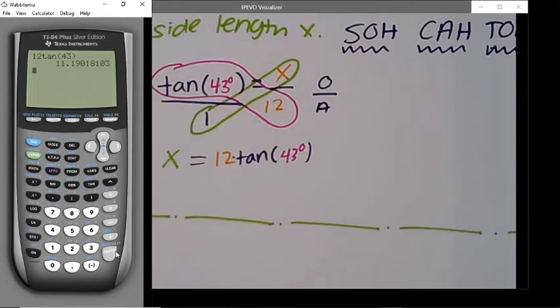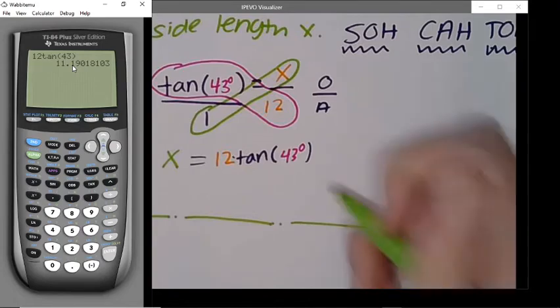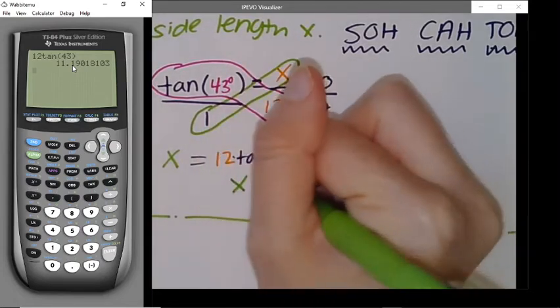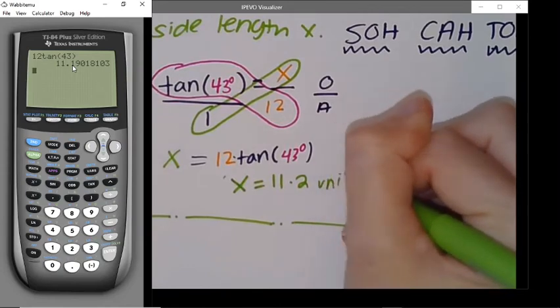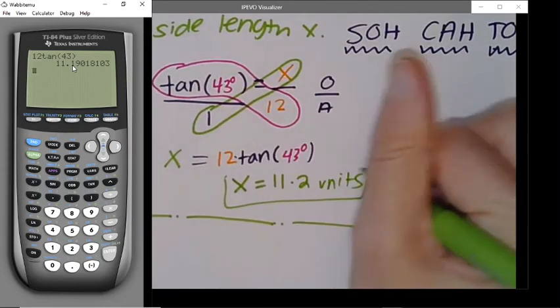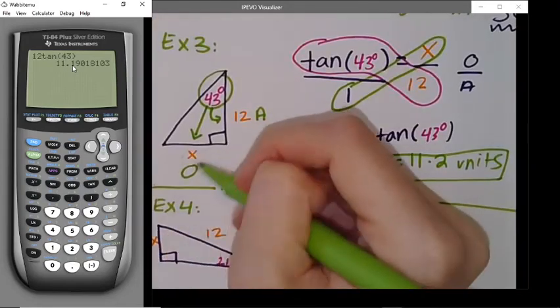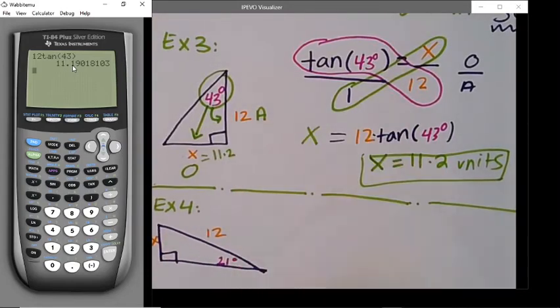So we're going to round to the nearest tenth, so I'm going to go out 2 decimal places. I have a 0.19. That 9 is going to bump up the 1 to a 2. So the side length is 11.2. I don't know what the units are because they didn't tell me. So my final answer would be x equals 11.2. You could put units, but since I don't know the units, just 11.2. So the missing side of our triangle is 11.2.